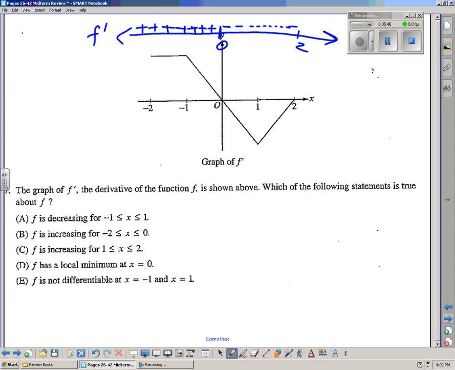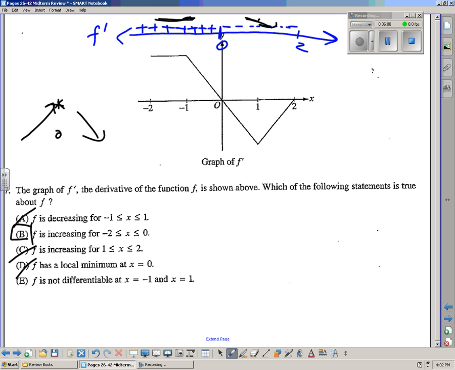And so we know the original function, f, goes from increasing to decreasing, increasing and decreasing. So f is decreasing from -1 to 1 is incorrect. F is increasing from -2 to 0 is correct. F is not increasing from 1 to 2. F would have a local max at 0 because the function is increasing then decreasing at 0.